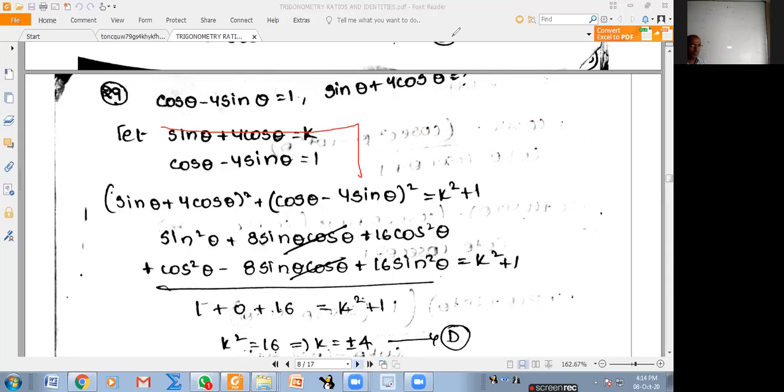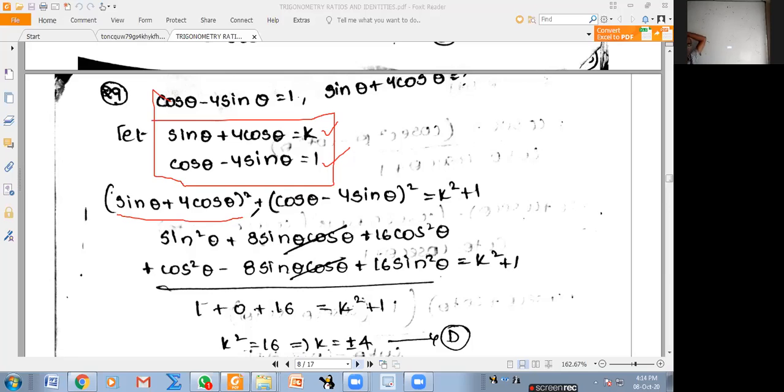These two equations. The second equation is the given equation. The first equation is k. Square and add. Luckily, theta will completely get cancelled because here the 2ab term is 8 sin theta cos theta. Here the minus 2ab term is minus 8 sin theta cos theta. It will get cancelled. Here sin square theta, here cos square theta, that will be 1. Here 16 cos square theta, 16 sin square theta, that will be 16. So finally you get k square equal to 16 and k equal to plus or minus 4. Both are correct.